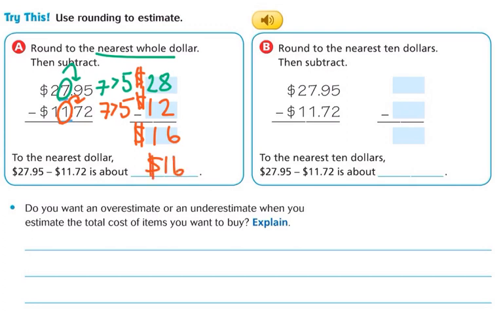Now in strategy B, we're going to round to the nearest $10. Because it says $10, we're going to look at the tens place. I'm going to circle the tens place here and look next door, and I see that there's a 7 there. 7 is greater than 5, so we would round that 2 to a 3. And then remember, we're going to report a 0 in the ones place. Now we go to the next problem. We circle the 1 in the tens place and we look next door.